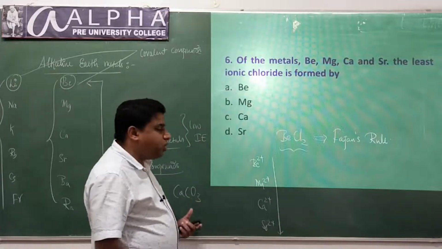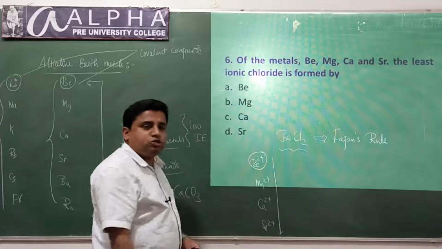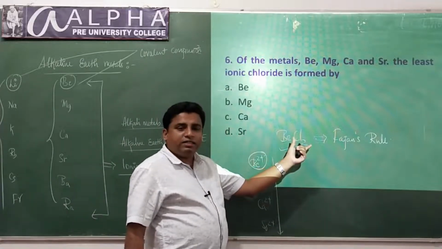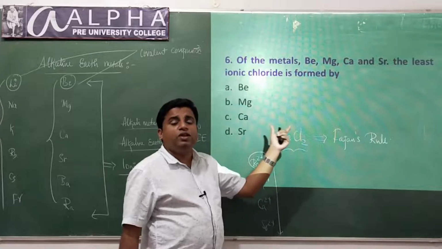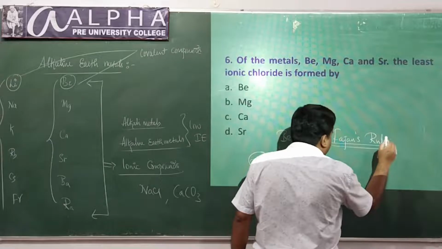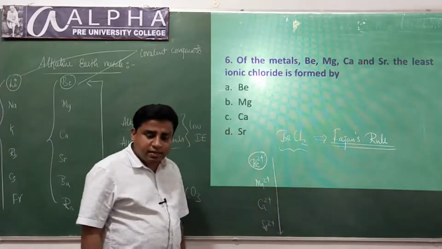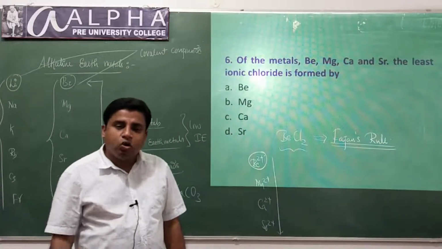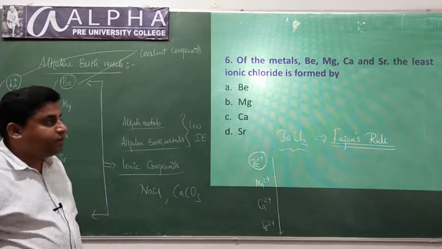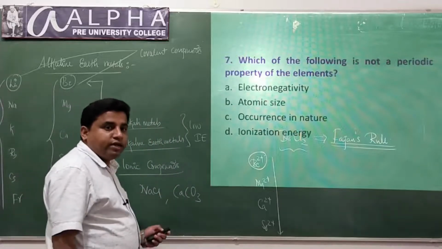That means which is the smallest cation? Beryllium is the smallest cation. The smaller the size of the cation and the larger the size of the anion, the more the covalent character. According to which rule? Fajans' rule. Hence, beryllium chloride is covalent rather than being ionic in nature. Is that simple? Yes. Let us move on to the next question.